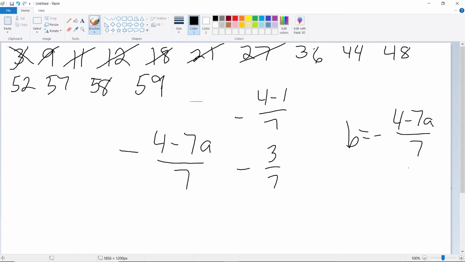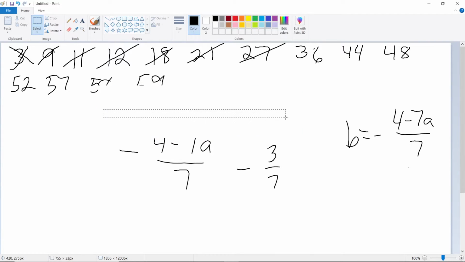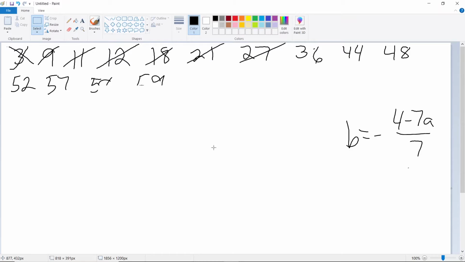What did I do? I said, oh, hold on. See, there's a mistake. I confused myself, so I'm going to get rid of this. And I've deleted that, so I have to rewrite this. 58. Whoops. 58 and 59.